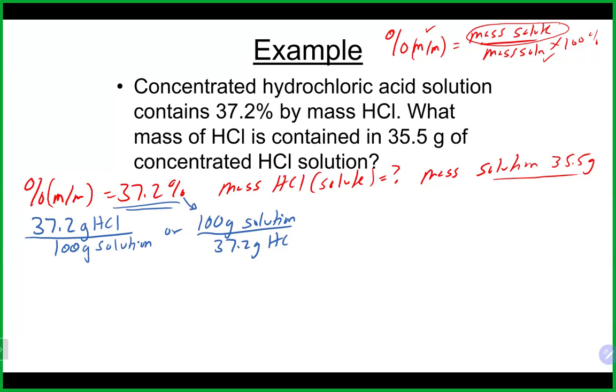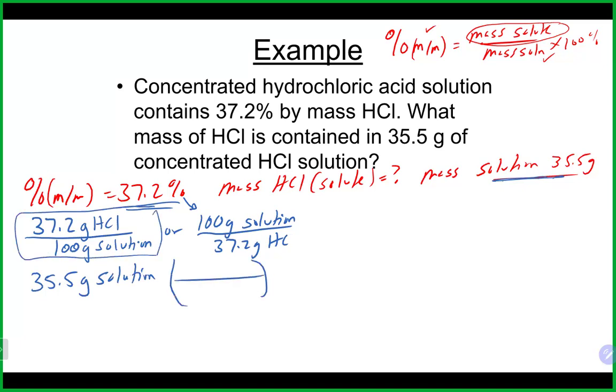And now you really don't have to think too much about the formula. You could just get rid of the units you don't want, which is obviously the solution part. So you could do more of a dimensional analysis calculation where you take 35.5 grams of solution, opposites to cancel. And that obviously means we would want to use it just like this here, which would give us 37.2 grams of HCl and 100 grams of solution.